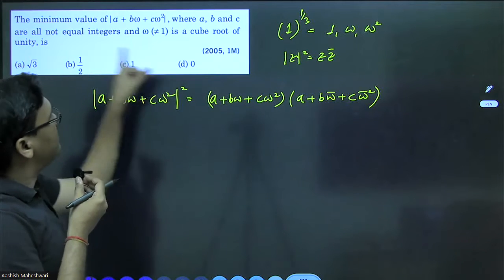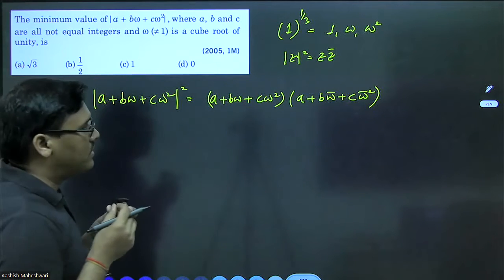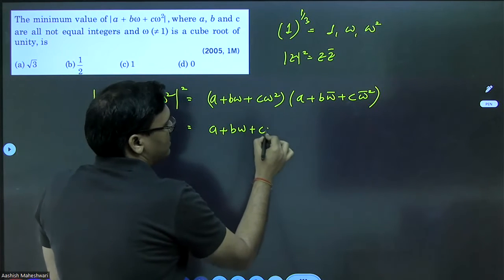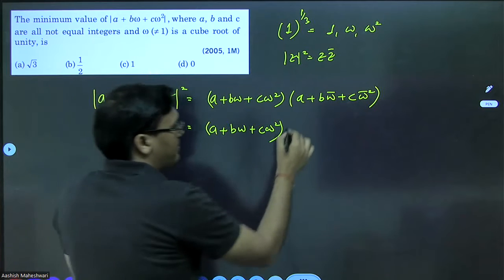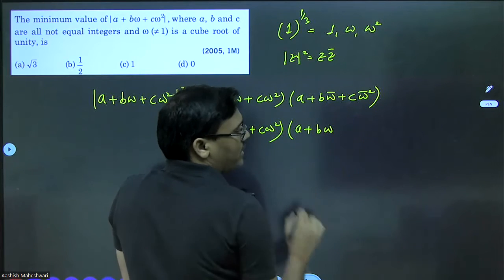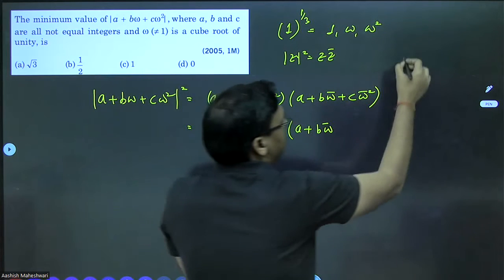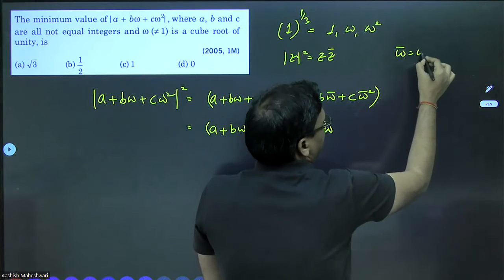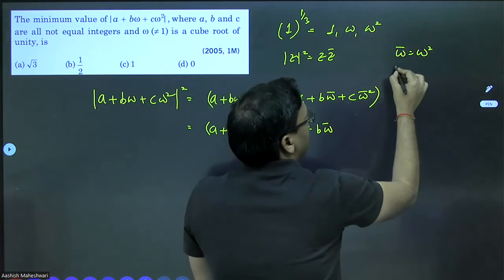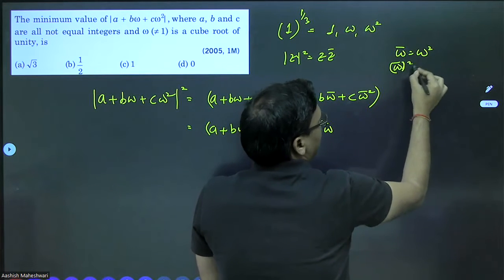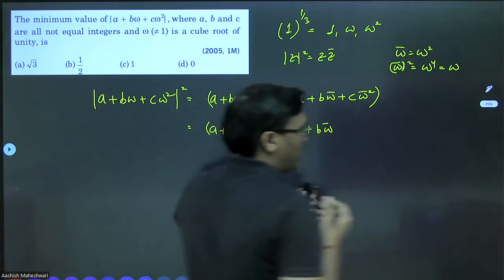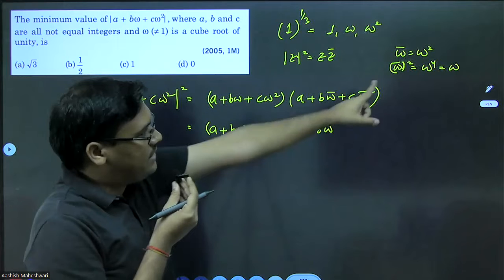Correct? A, B, C are some real numbers because they are integers. That means they are real numbers. So now you see this is a b omega c omega square. This is a plus, this is b omega bar. Now understand this. We know omega bar is equal to omega square. So omega bar square will be equal to omega raised to 4. And omega raised to 4 is equal to omega because omega cube is equal to 1.